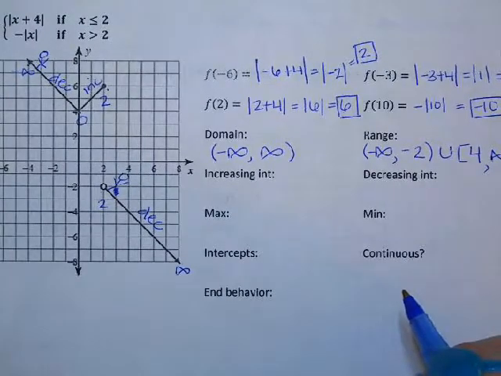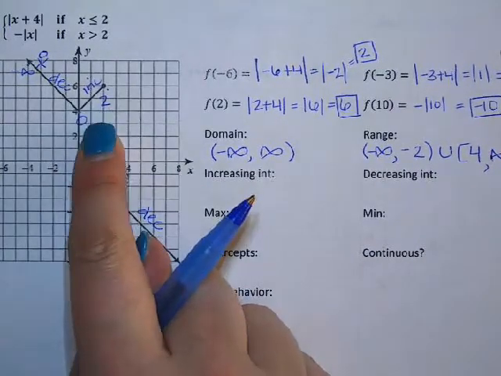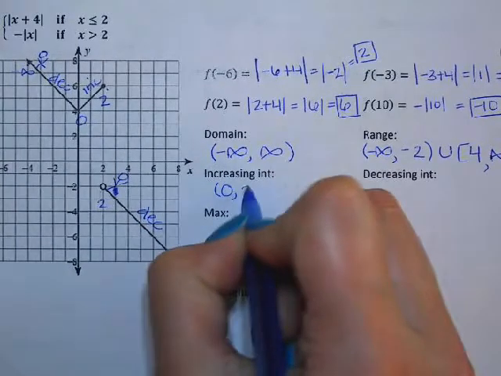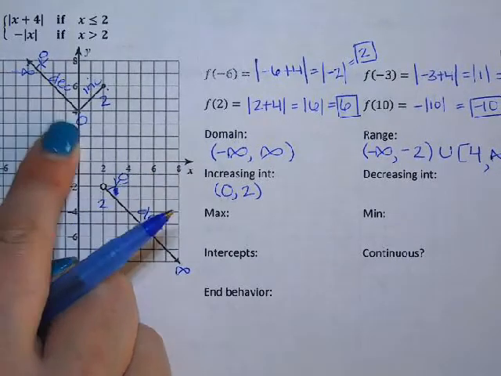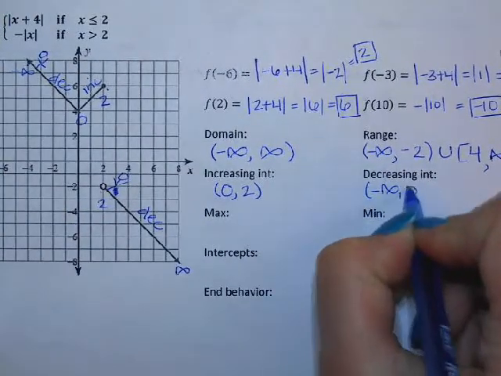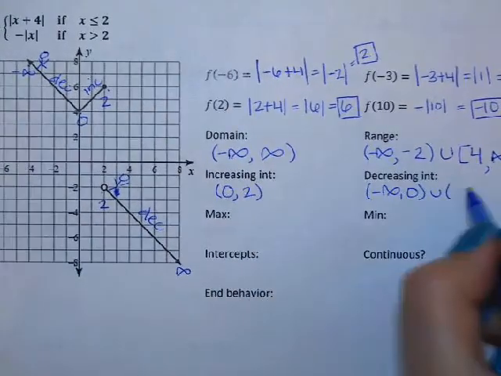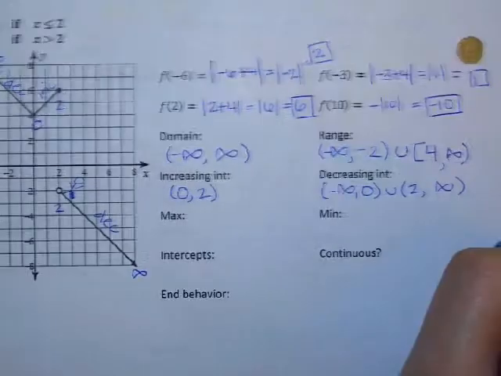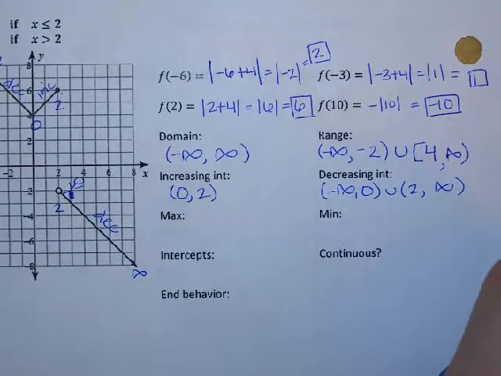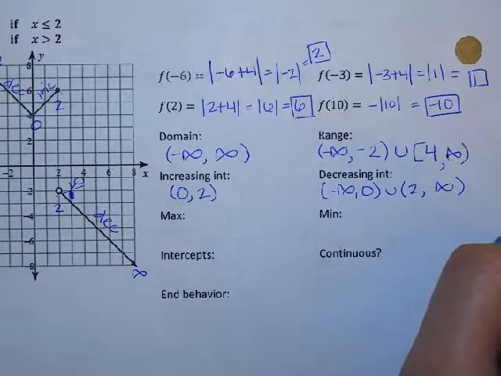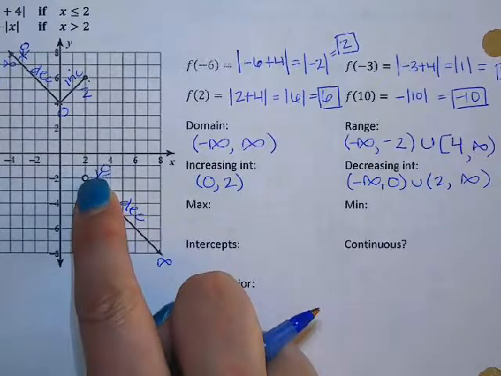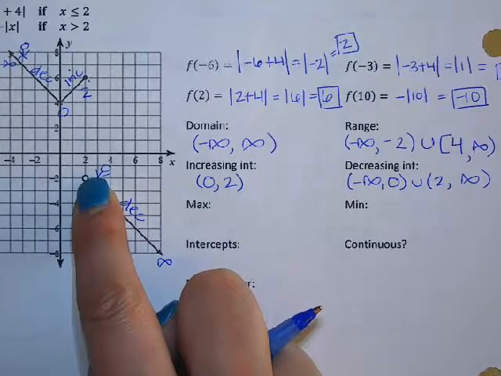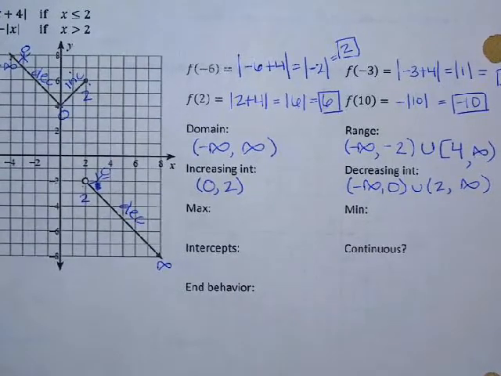So for increasing, I should have 0 to 2. And for decreasing, I should have negative infinity to 0, and then 2 to infinity. And why are there no brackets? Yeah, you don't use brackets for increasing and decreasing because if I cover everything else up and I just look at the point, an individual point does not slant up or down. And also, if you put a bracket, you kill a baby raccoon.